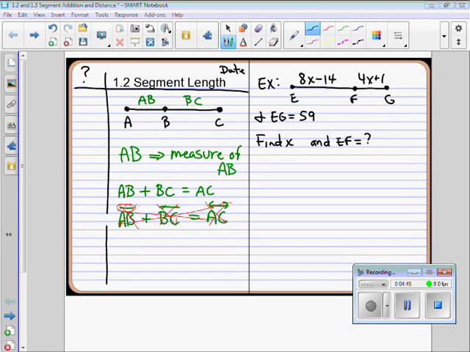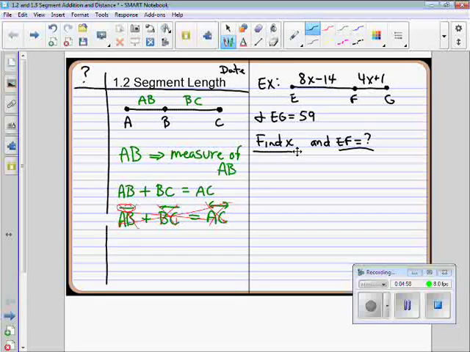Basically, I have two segments that can be added together. It tells me that the measurement of E to G is 59 inches, millimeters, doesn't matter. And then it wants me to find X and also tell them how long is EF. So the process is easy. We're going to set up an equation, find X, then we'll just take that X and plug it in for the expression that makes up EF. That's simple. Let's work together on it.